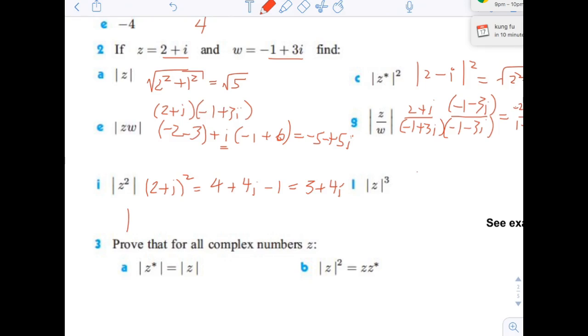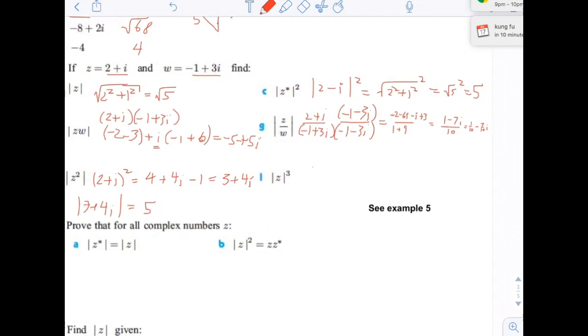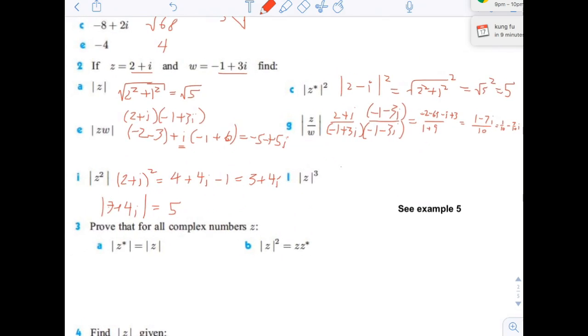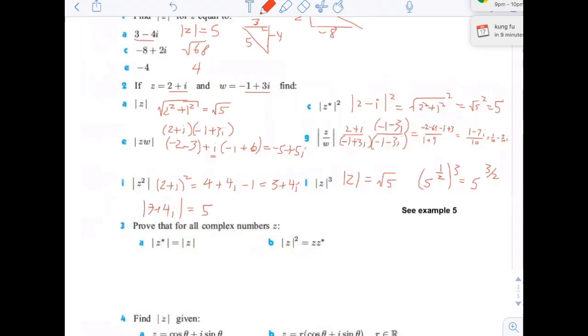So what is Z squared modulus? It would be 3 plus 4I modulus, which would be equal to 5, right? Because if you have a 3, 4, 5 triangle, the 5 is the hypotenuse. Modulus Z cubed. So if I take the modulus of Z, that would be square root of 2 squared plus 1 squared, which is square root of 5. Okay, and then if I cube that, it would be 5 to the 1/2 cubed, which would be equal to 5 to the 3/2.